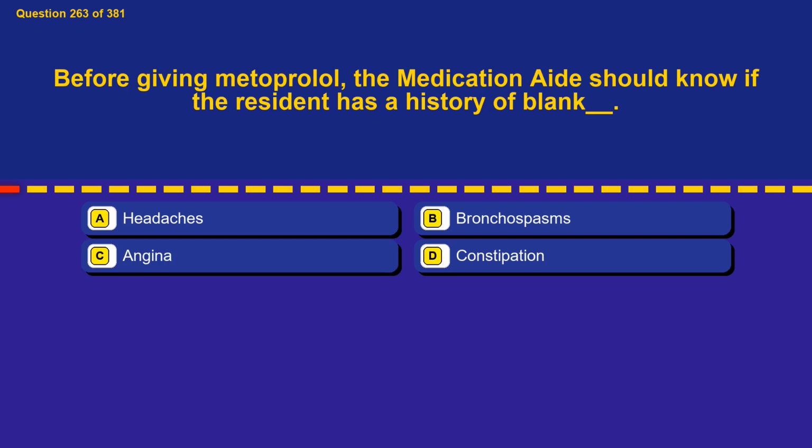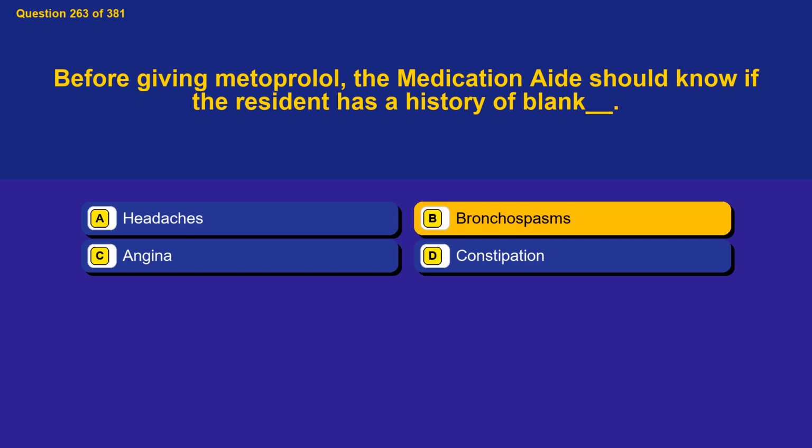Question 263. Before giving metoprolol, the medication aid should know if the resident has a history of blank blank. Option A, headaches. Option B, bronchospasms. Option C, angina. Option D, constipation.